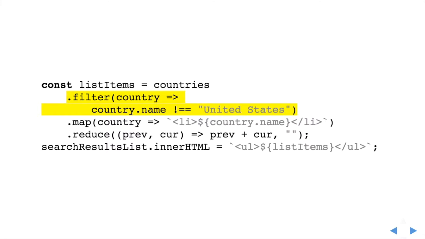And interestingly here, we're not saying how exactly to pick out all of the countries except for the ones whose name is the United States. We're not looping over anything, and we don't have an if statement. We're just saying what we want. What we want is to filter the array of countries and wind up with another array that does not contain any countries whose name is the United States.